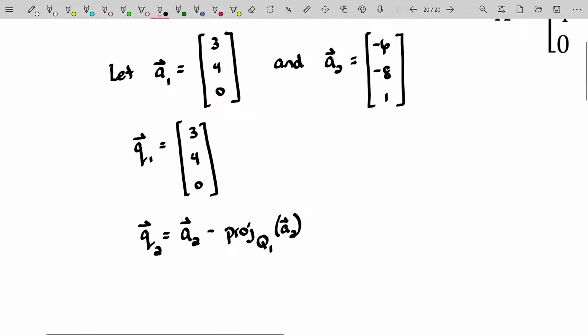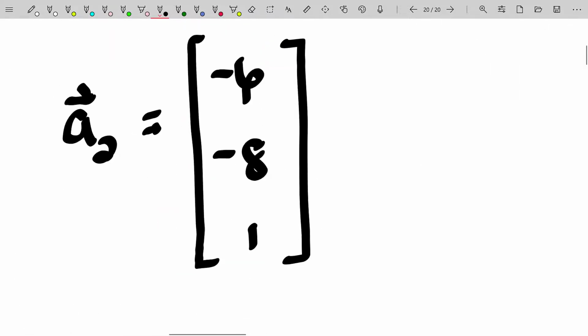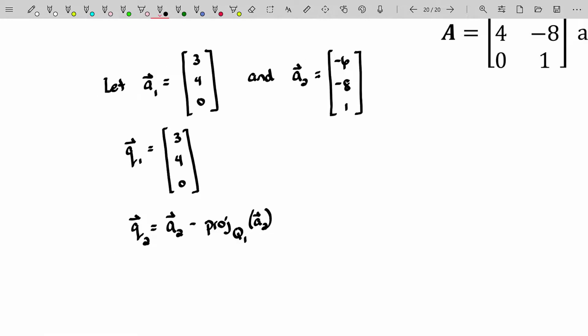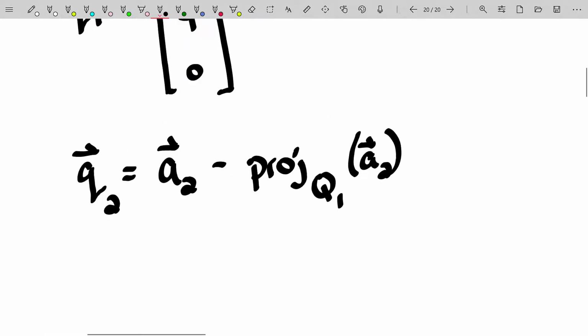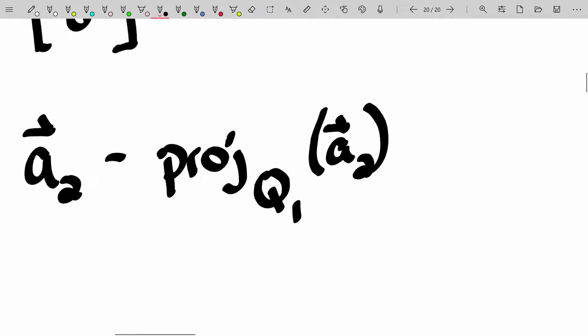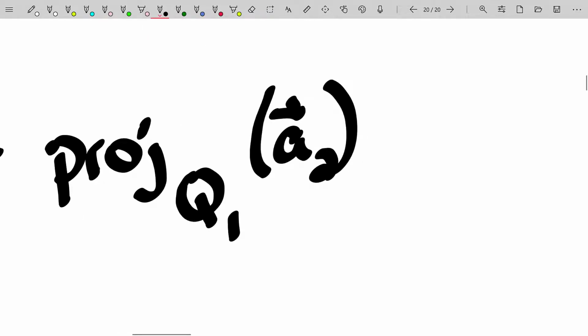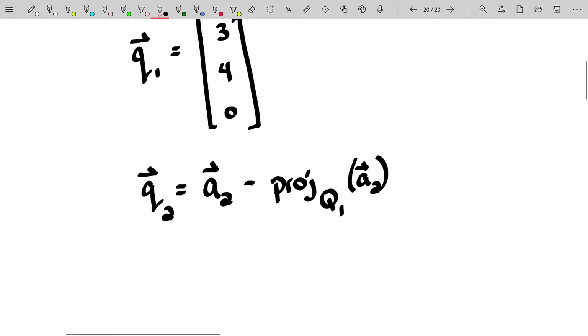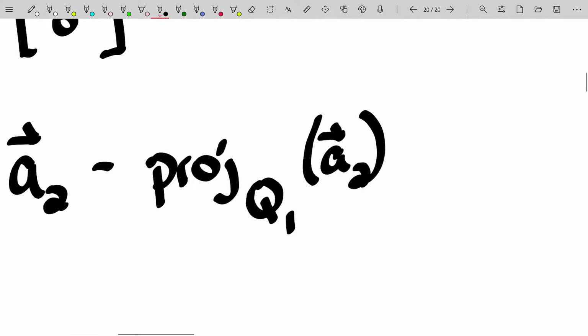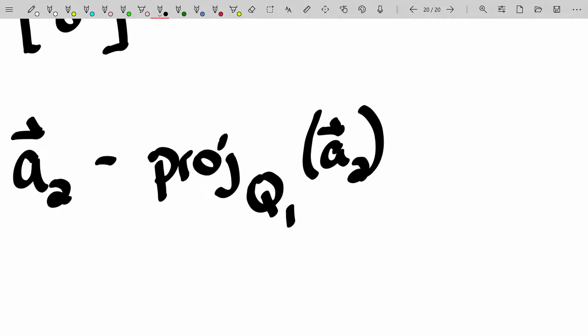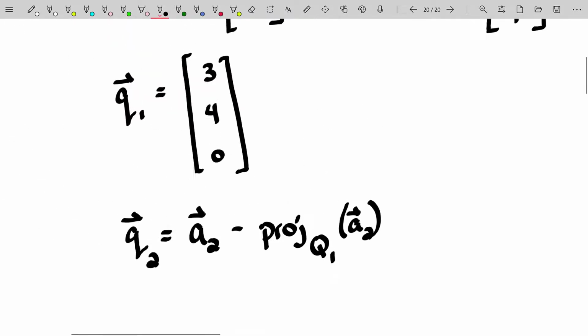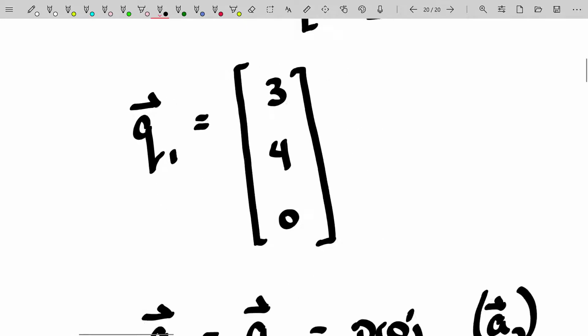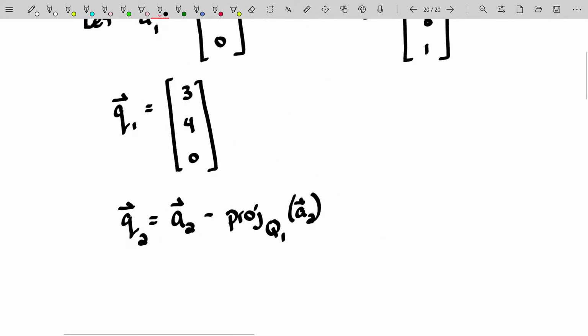Again, Q sub 2 is just like our vector A sub 2, except we're going to remove or subtract from it the shadow of A sub 2 that's being cast onto the subspace generated by the vector Q sub 1. When you do that, you actually get a vector that's orthogonal to the projection of A sub 2 onto Q sub 1. That is, you get a vector that's orthogonal to Q sub 1. Which is really nice. That's exactly what you want.